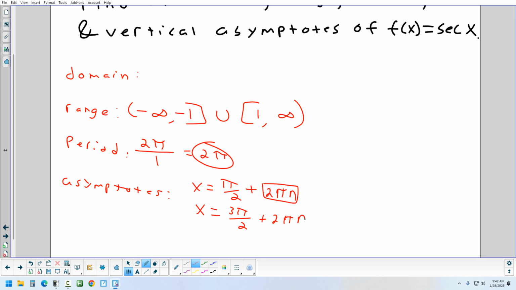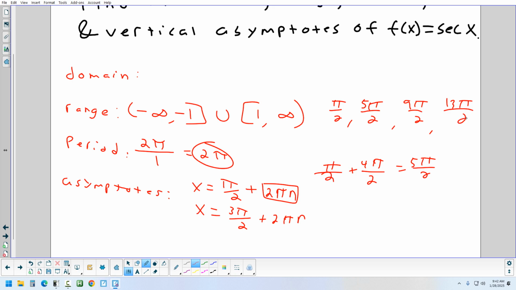In 2 pi n. Yeah, you could, so like this top one, this is pi over 2, and if you add 2 pi n to it, you're adding 4 pi over 2. I'm just adding 2 pi one time. That gives you 5 pi over 2. So the kind of asymptotes that are going to be generated from the top one are pi over 2, 5 pi over 2. The next one would be 9 pi over 2. And the one after that, 13 pi over 2. That's the asymptotes the top formula gives you.